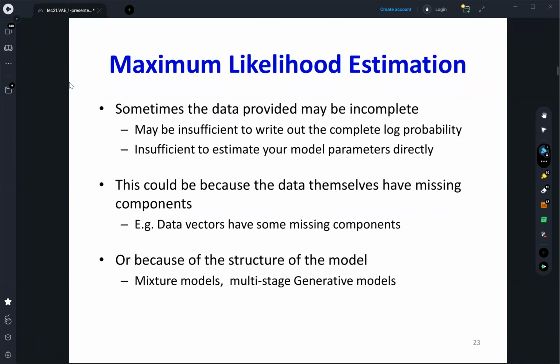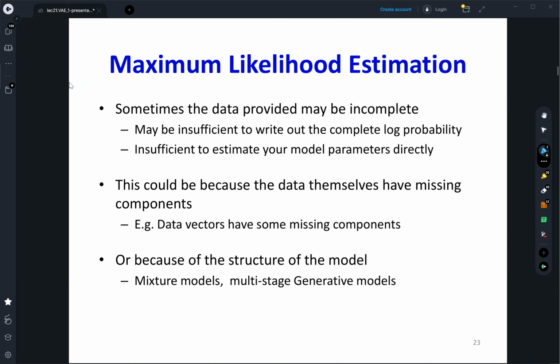But then here is a situation. Sometimes the data that are provided to you may be incomplete. They may be insufficient to write out the complete log probability. In that case, you can't just use this business of differentiating and equating to zero, or anything analogous to that process, to estimate your model parameters directly.